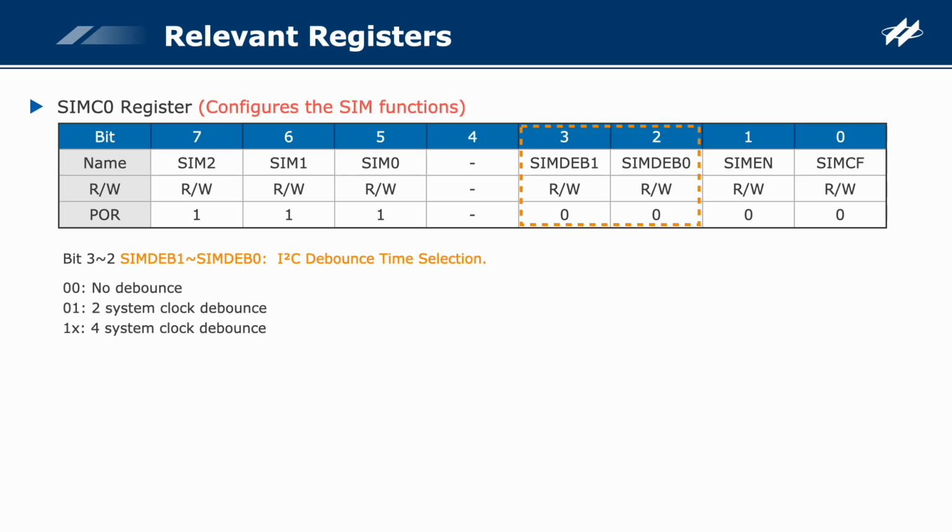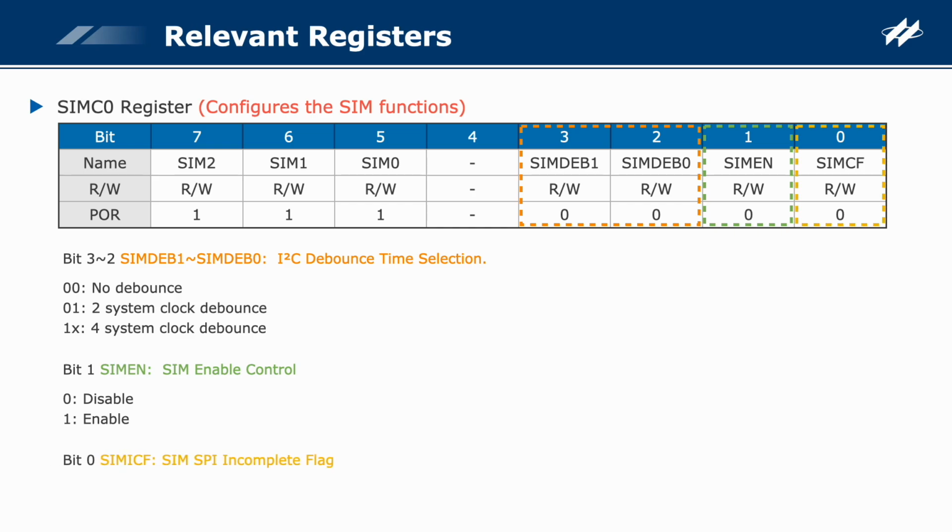The SIMDEB1 and SIMDEB0 bits are used to select the I²C debounce time. The SIMEN bit is the SIM enable or disable control bit. The SIMICF bit only takes effect in SPI slave mode, which will be introduced in the SPI interface course.